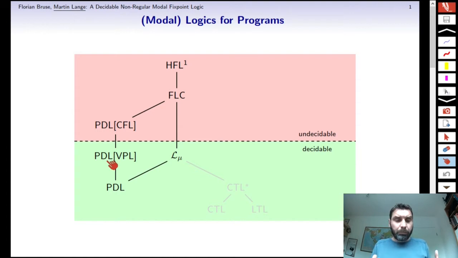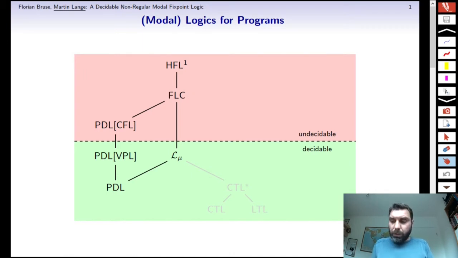So the question is, since they are incomparable in expressive power, isn't it something we can construct that subsumes both of them and is still decidable? So something in the space here. And the answer to this is yes. And in order to do this, we need to look at a common superlogic, namely fixed point logic with ConcurB.